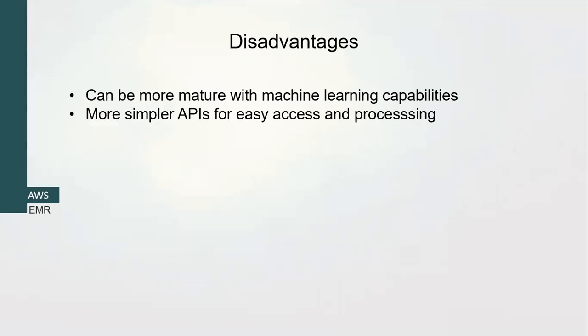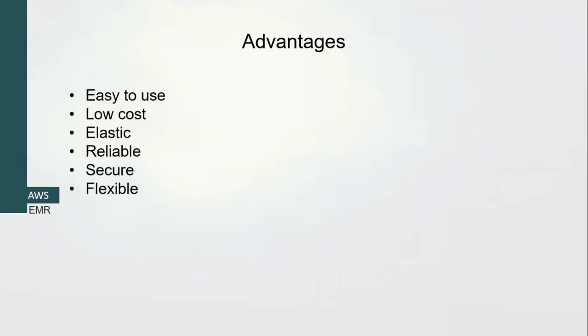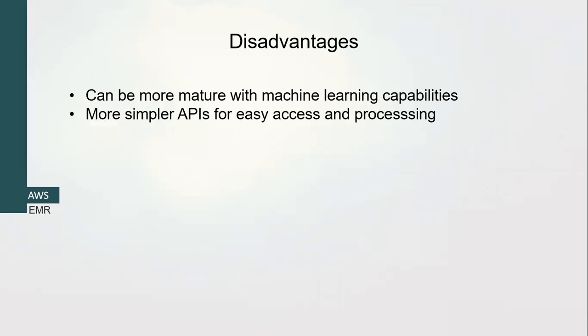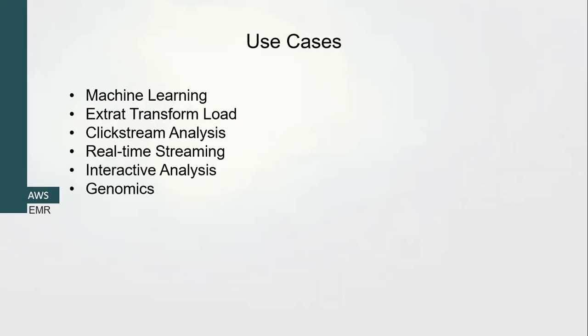And the second point is simpler APIs for easy access and processing. It is already easy to use, we can agree 100%, but simpler APIs would help them combine and collaborate with different types of projects. There are not many major disadvantages. I would totally recommend using AWS EMR, because you can see there are many advantages here. It is very low cost and very easy to use, with no configuration.